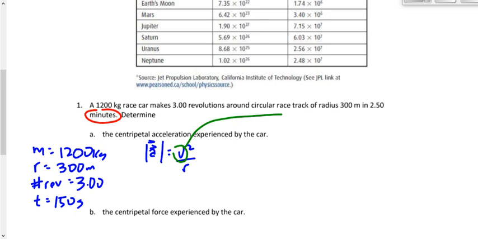Lots of you guys got this. What am I going to do? Tina, what am I going to do to find V here? Good. V is equal to 2 pi r over T. Now, I don't know what the period is. I don't know what big T is. So, Ben, what am I going to do to find big T? Well, I could just say T is 1 over f. Sure, I could. But I don't know what the frequency is either.